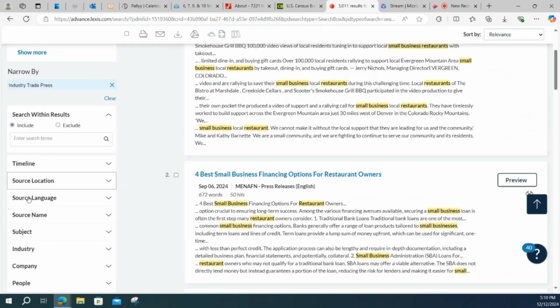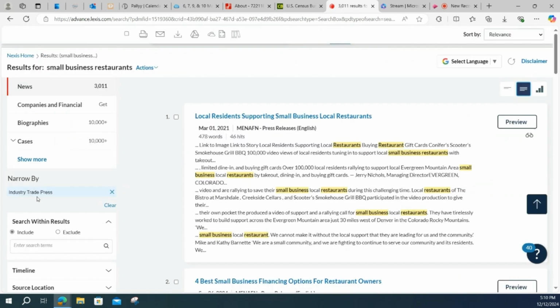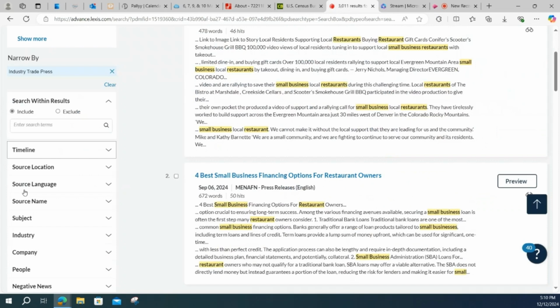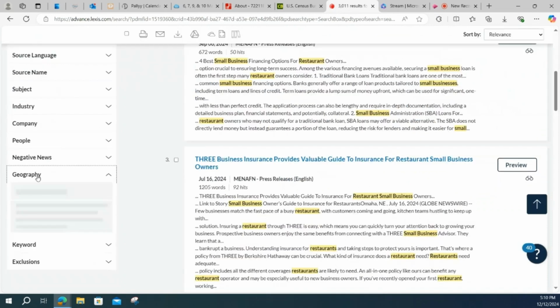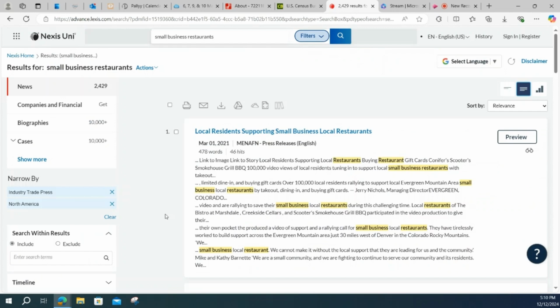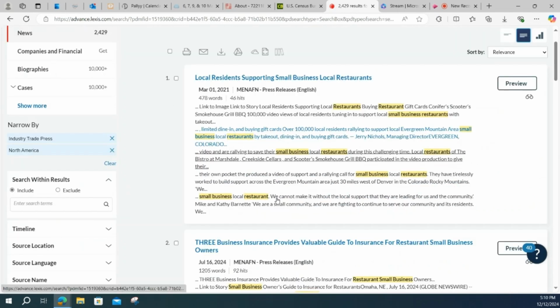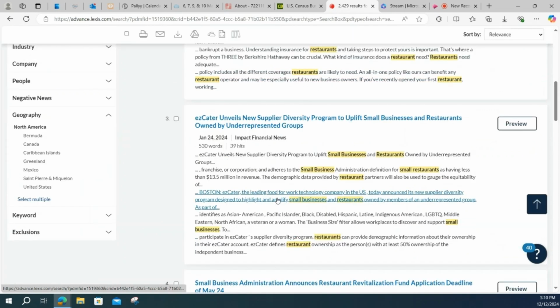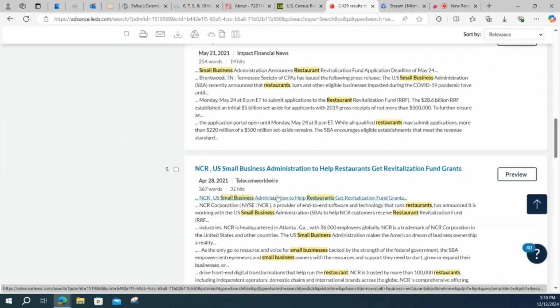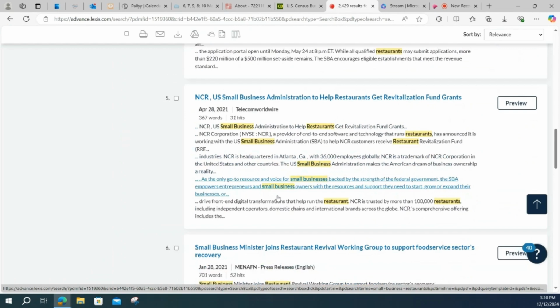Like, I want to look at the trade publications. We started talking about that the other day, and I think it would be interesting to know things specifically from people recommending it in my field. And then geography, I definitely would narrow it down to North America because that's where we're at. And we're doing a more regional investigation here. So you could look through those and see if anything relates to what you're talking about.